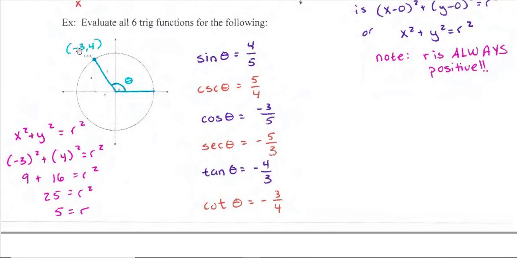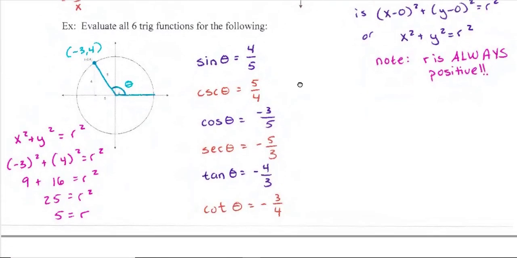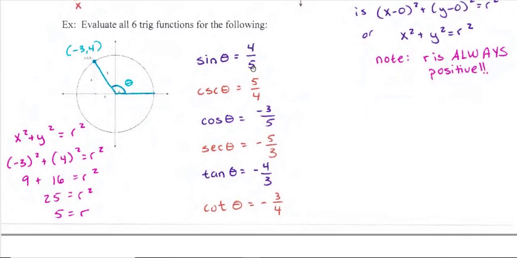Now that we have our x value, negative 3, our y value of 4, and our r value of 5, we can use these formulas right here to find the 6 trigonometric functions. The sine is going to be the y value over r, 4 over 5. Once you have the sine, it's really easy to get the cosecant. It's just going to be the reciprocal, 5 over 4. The cosine is the x value divided by the r value, negative 3 over 5. And once you have the cosine, the secant's really easy. It's just the reciprocal, negative 5 over 3. And the tangent is going to be the y value over the x value, so that'll give 4 over negative 3, or negative 4/3. And once you have the tangent, the cotangent's really easy. It's just the reciprocal, negative 3 over 4.